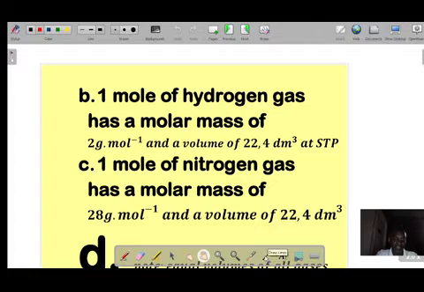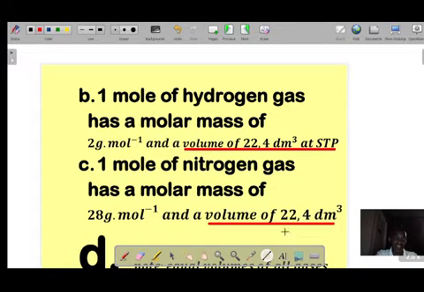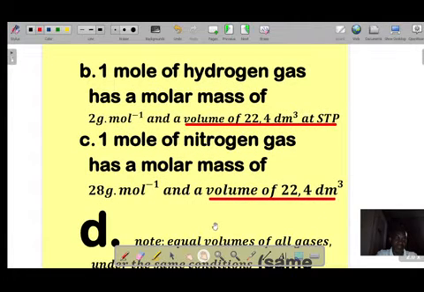Now note that for every gas here, as long as we say at STP, it has a volume of 22,4 decimeters cubed, and oxygen, like we saw already. So we see that all the gases at STP have a molar volume of 22,4 decimeters cubed. Now, you're going to see that in calculations. Don't worry about that so much for now.